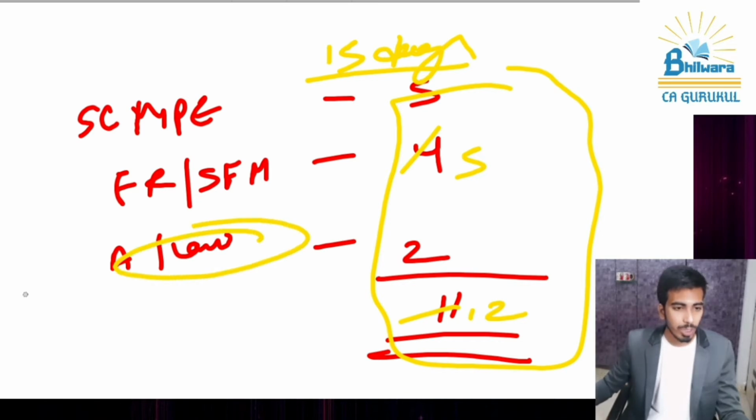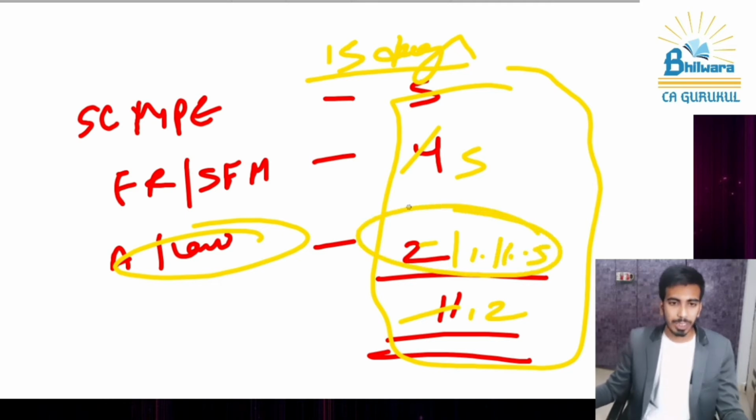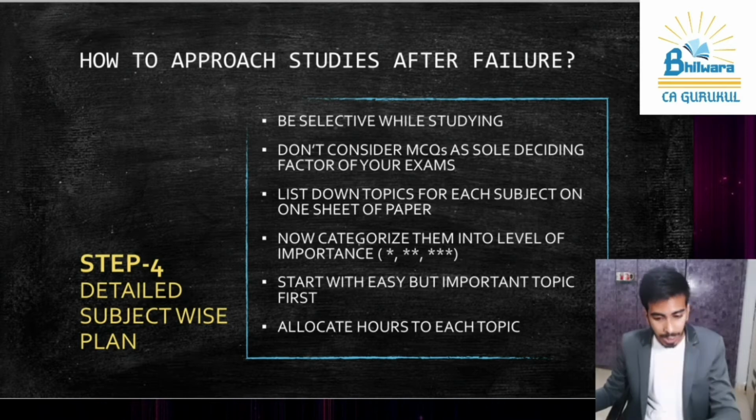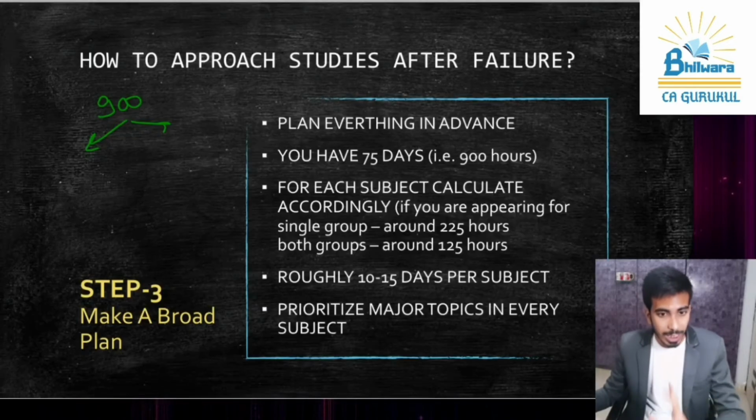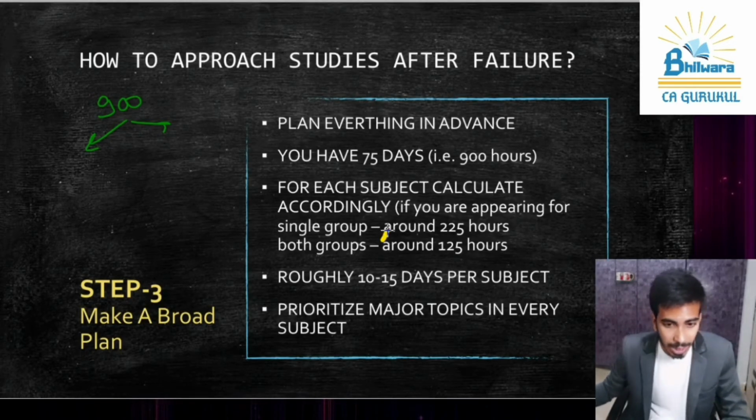Why am I pushing audit and law? Because it is around 2 hours, like 1 or 1.5 hours. 1.5 hours is roughly the revision part basically. So how we are going to study is, we are going to study 3 subjects. For each subject roughly we have around 125 hours.